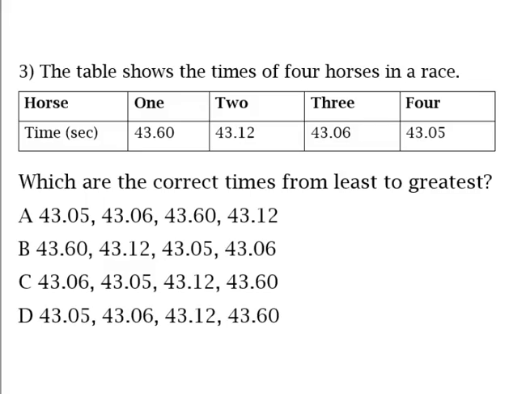The table shows the times of 4 horses in a race. Okay, we have the horses and also the time in seconds. For horse number 1, the time is 43.60. Horse 2, 43.12. Horse 3, 43.06. Horse 4, 43.05. Which are the correct times from least to greatest?